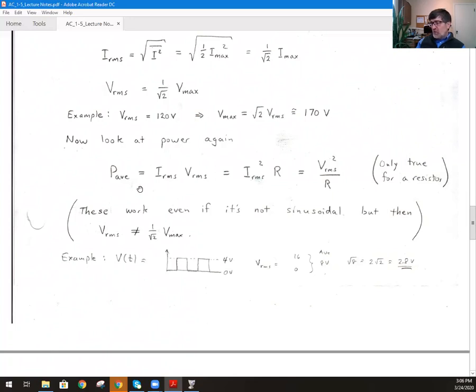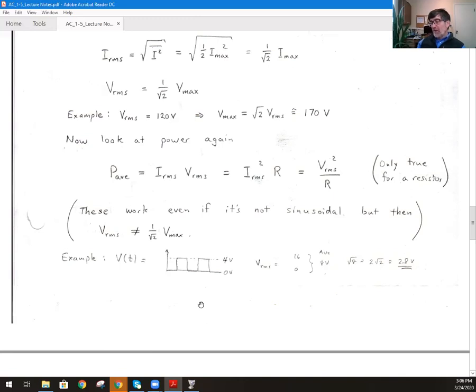And now you can just use all these formulas like we did before. I squared R, V squared over R, or I times V. All of these work to give you power. Understanding that you're using RMS values and that you're getting average power. You're not dealing with peak anymore at all. Now, all of this only applies, well, it all applies. These rules apply to anything if you're using RMS.